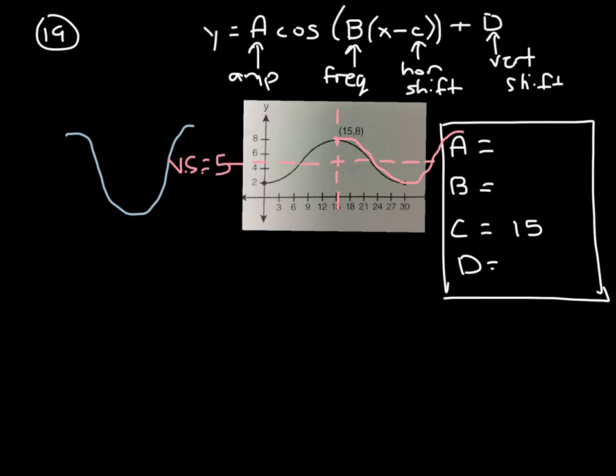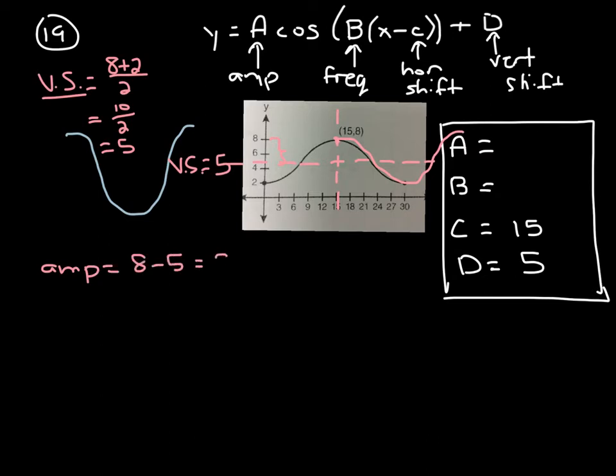If you prefer to do it algebraically, really all you're doing is finding the average of 8 and 2. So to find the average between 8 and 2, you would add them up and divide by 2. That's how you find the average of two numbers. So 8 plus 2 is 10, and 10 divided by 2 is 5. So either way, we're getting the vertical shift to be 5. Now the amplitude is just the difference between the maximum and the vertical shift. So the difference between this 8 right here and this 5. Okay, so to find the amplitude, we're going to do the maximum minus the vertical shift. So that tells us that our amplitude is 3.